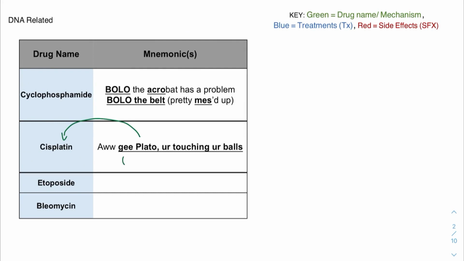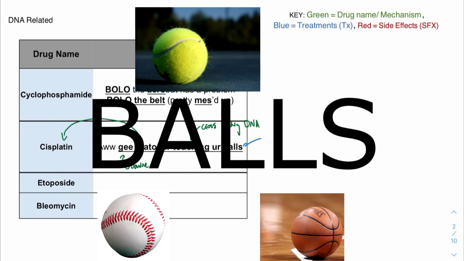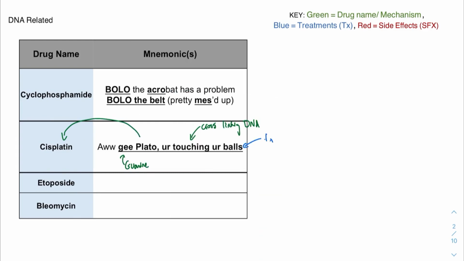The G stands for guanine. It is a DNA cross-linking agent, and particularly it binds to guanine. The touching is also with regards to cross-linking DNA. It is in very close contact. It's touching the DNA. Next, onto the actual things that it treats. Balls. Cisplatin is used to treat testicular cancer. And lastly, these urs that are here in the phrase, ur as in urinary, as in side effect of renal issues. Next, we're on to Etoposide.